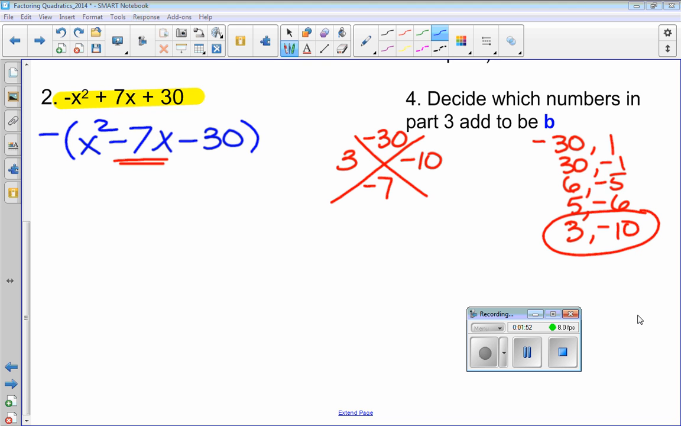Moody? Could it be -3 and 10? No. Because they have to add to be -7. That would give you a +7. Now, Moody, if this was a plus, I would agree with you. But because we factored the negative out, it's a negative.